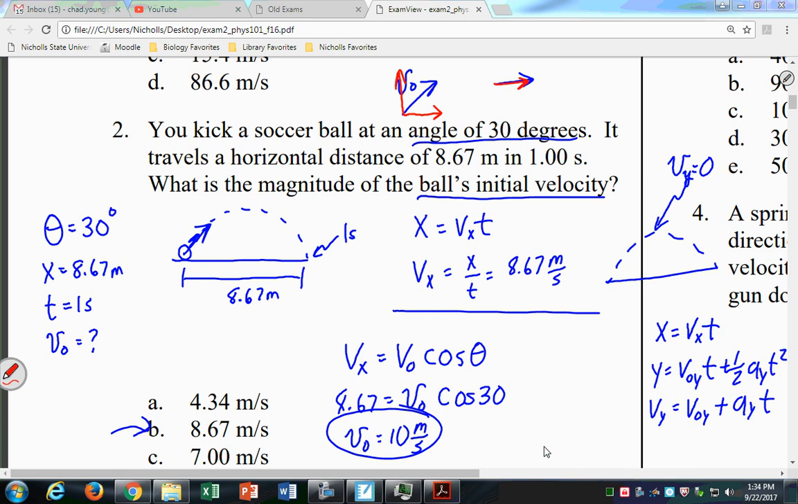So always, as long as your angles are measured from the x-axis, which I recommend that you do, Vx is going to be V naught cosine theta, and Vy is V naught sine theta. I remember because it's alphabetical: x, y, c, s. But that always requires that you have your angle measured from the x-axis. In general, life is just easier if you measure your angle from your x-axis.